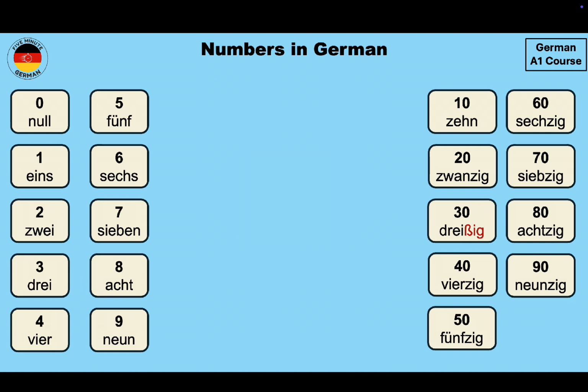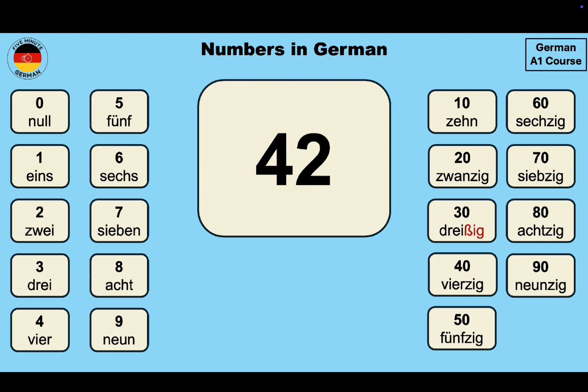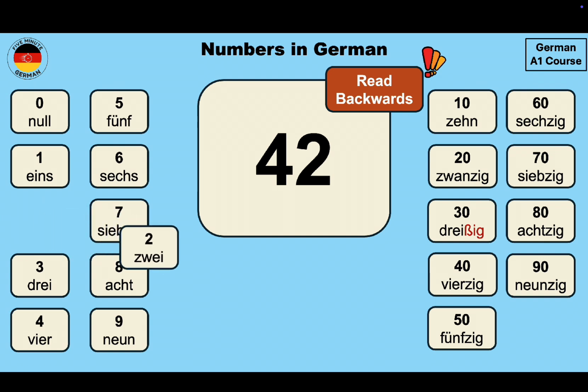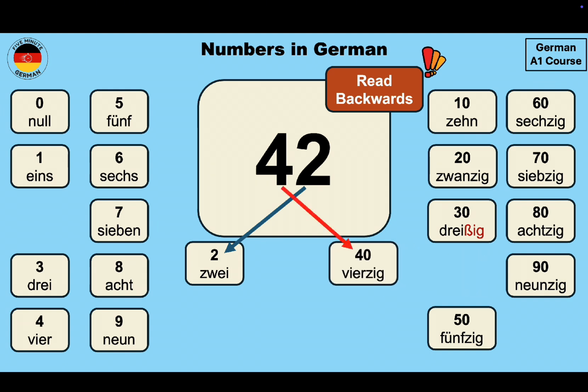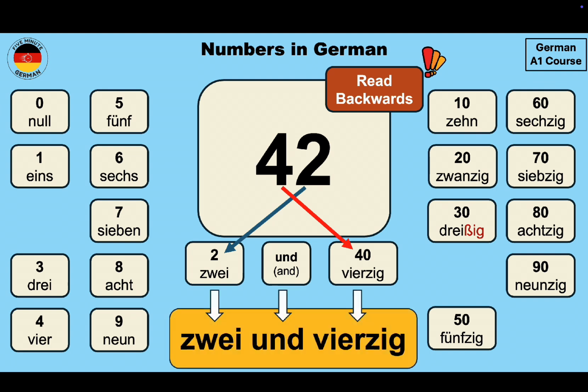So let's now take the number 42. So how will we make this number? So remember what we saw earlier, that we always have to read backwards. So in this case as well, we will take the 2, and because this is 40, we will take the 40 on the right hand side, and these two will be connected with an und, or and in English, and together we will write it as 42, without the spaces.